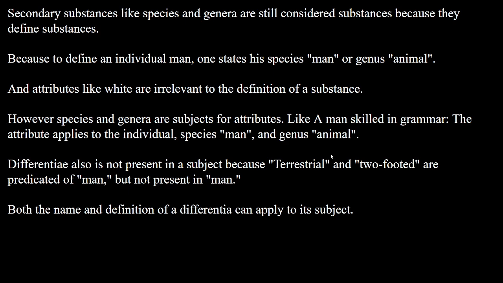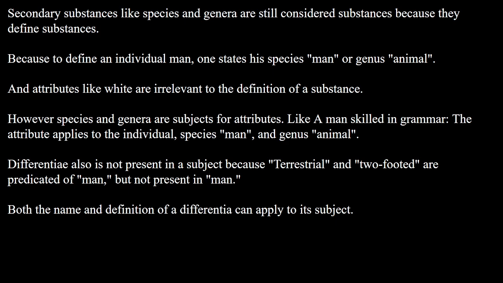Secondary substances like species and genera are still considered substances because they define substances, right? Because to define an individual man, one needs to state his species, man, or genus, animal. For example, Tom is a man, or Tom is an animal. And attributes like white are irrelevant to the definition of a substance.